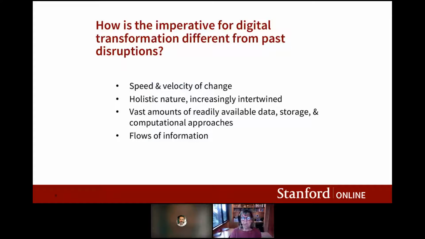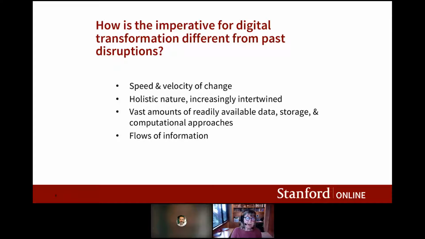Also, there are vast amounts of readily available data and storage, and our ability to use computational methods to analyze this data. So that's another big change: we've got all kinds of data on consumer behavior, how our products are being used, employee behaviors, of the machines in our factories, and so forth.